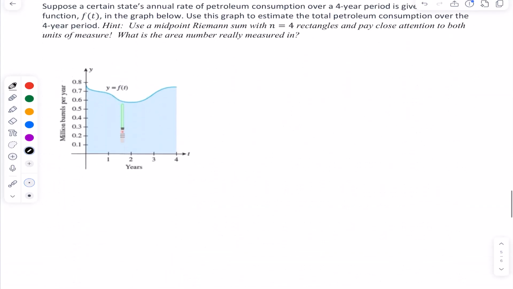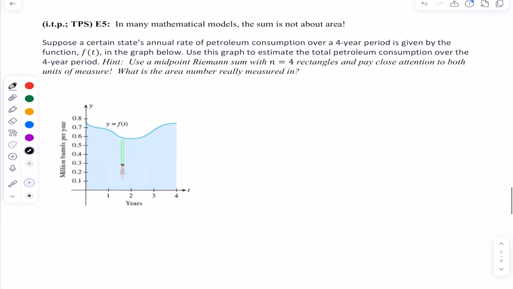Here's another example where your estimate here has nothing to do with area. So depending on what you're analyzing or what your model is trying to indicate, you have to pay close attention to what these rectangles really mean. For this particular example, if I wanted to estimate this, I would use a midpoint Riemann sum, and I would use specifically 4 rectangles.